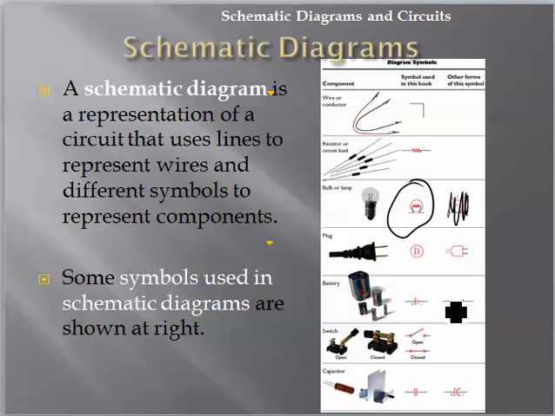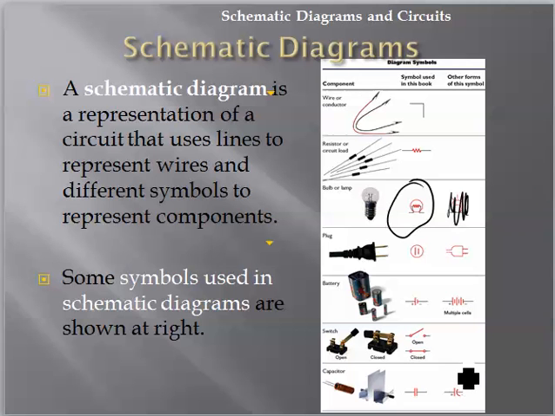A battery, we have the positive and negative terminals. I want you to understand that the positive terminal is over here with the long line, and the negative terminal is over here with the short line. So the long side of a symbol that shows the battery is always going to be the positive. The short side is always going to be the negative.